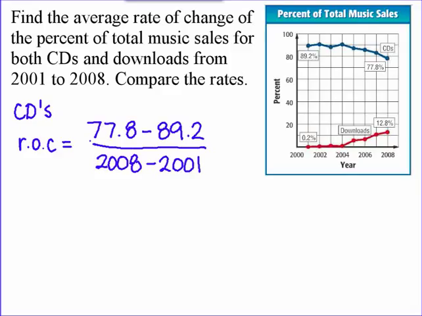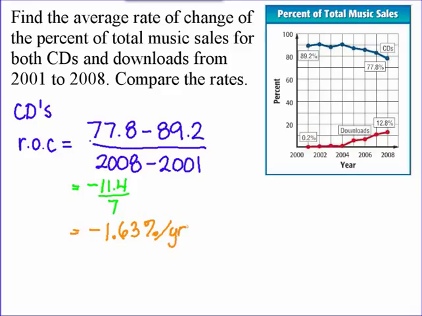So what is 77.8 minus 89.2? Negative 11.4 divided by 7. What does that come out to be? Negative 1.63. So it goes down negative 1.63% per year. Good.